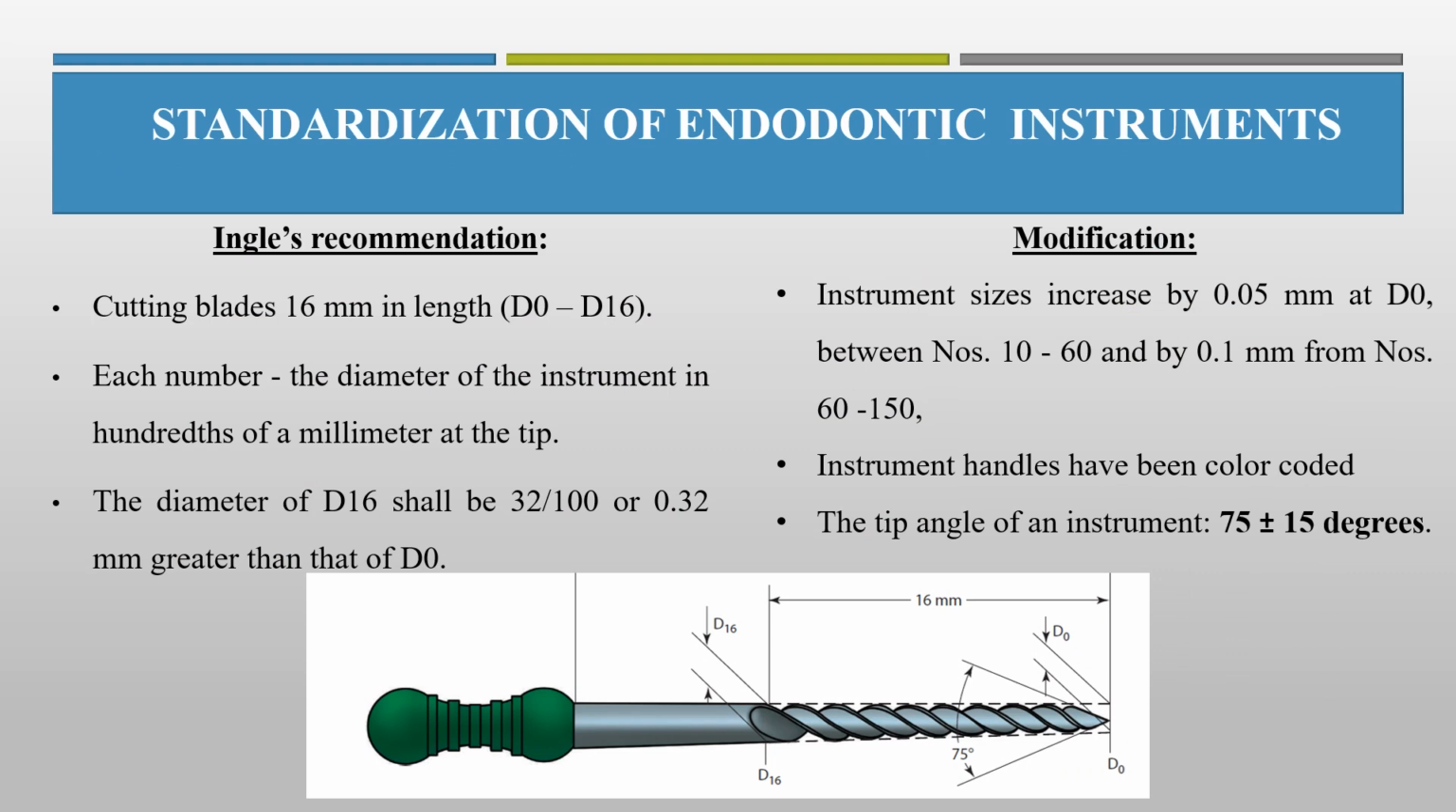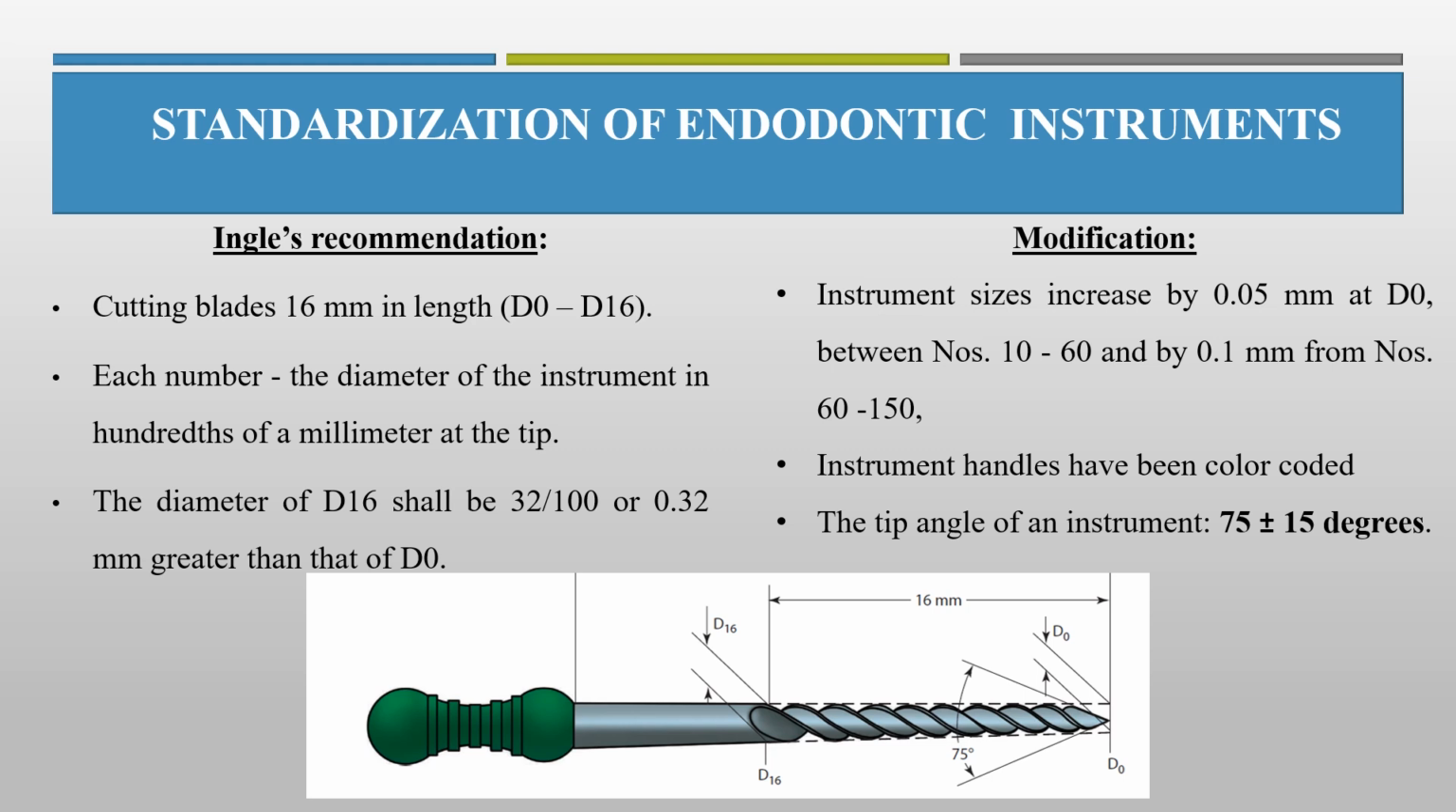Next, moving on to the standardization of endo instruments, there are a few recommendations which have been given by Engel, which state that the cutting blade should be around 16 mm in length, that is D0 to D16. So the cutting blade should be 16 mm in length, and for each number, the diameter of the instrument should be in hundredths of a millimeter at the tip. The diameter of D16 shall be 32 divided by 100, or 0.32 mm, greater than that of D0. These are the recommendations which are followed for endo instruments.